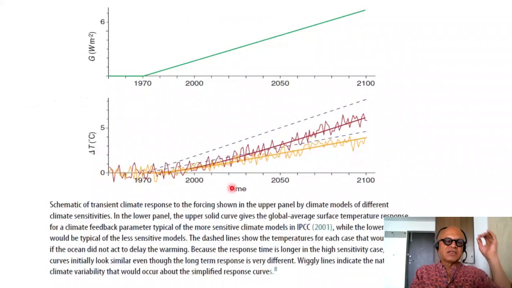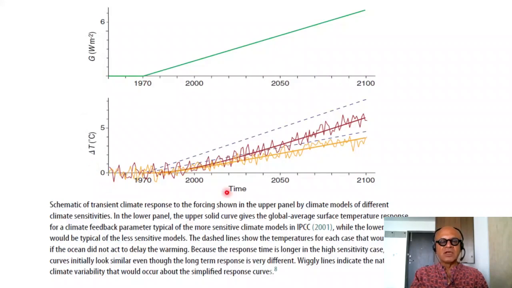So here is the schematic of transient response to the forcing shown in the upper panel. We are increasing here, let's say from 1970 to 2100, the radiative forcing in terms of watts per meter squared. You can think of it as the radiative imbalance in terms of the incoming shortwave and outgoing longwave in the transient, and we are looking at the temperature change associated with that.